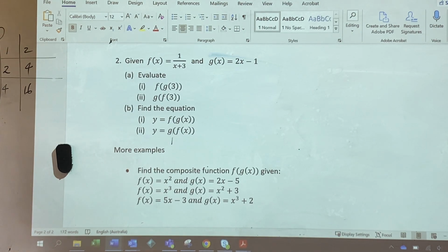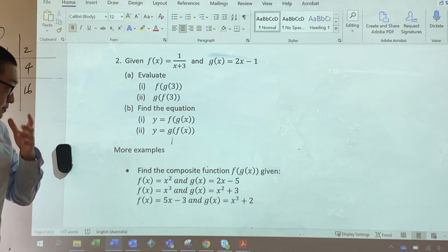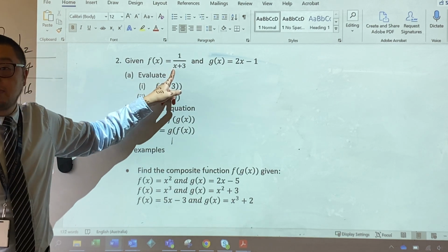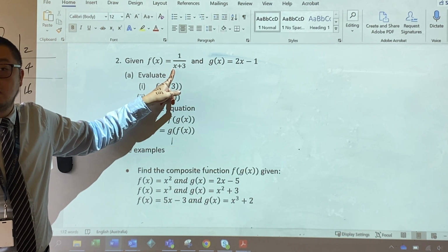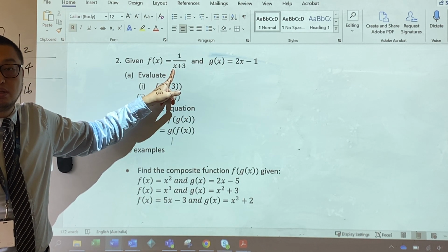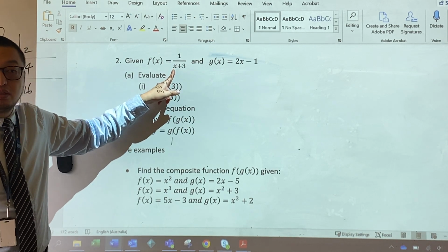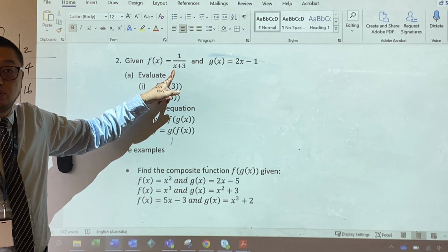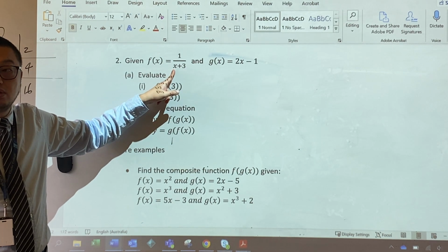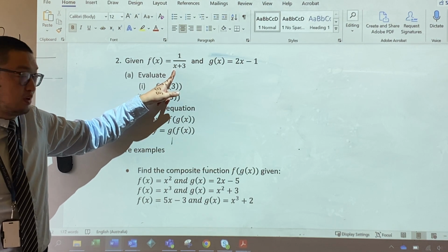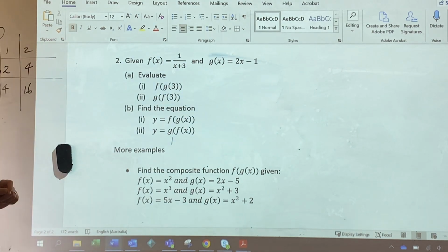Let's have a look at number 2. So given f of x is this, what does this shape look like? Isn't it a hyperbola? Very good. It's a hyperbola, right? So 1 over x is a hyperbola. Shift to the left. Horizontal shift to the left. How many units? 3. 3 units, well done. And that's obviously a straight line. Okay, let's do the first one.